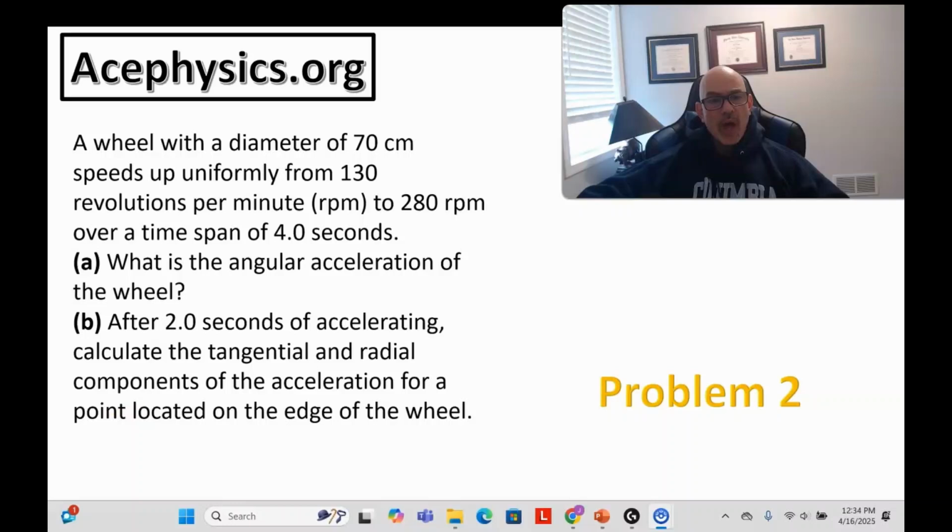Problem number 2. A wheel with a diameter of 70 centimeters speeds up uniformly from 130 revolutions per minute to 280 revolutions per minute over a time of 4 seconds. A. What is the angular acceleration of the wheel? B. After 2 seconds of accelerating, calculate the tangential and radial components of the acceleration for a point located on the edge of the wheel. I'll solve the problem on the next slide.